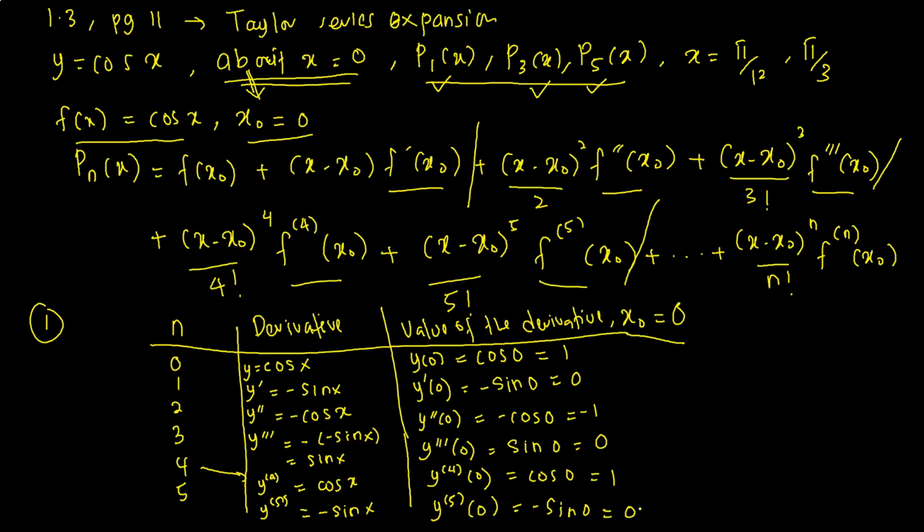So class, based on this, what we did is form this table, find the derivatives, and then find the value of each derivative at x equal to 0. Step number 2: we need to write our Taylor series form. We write in general form P5(x) first, then we will truncate.